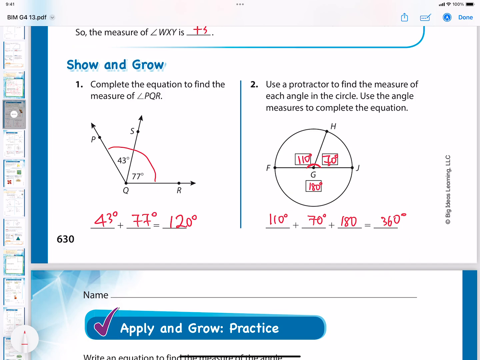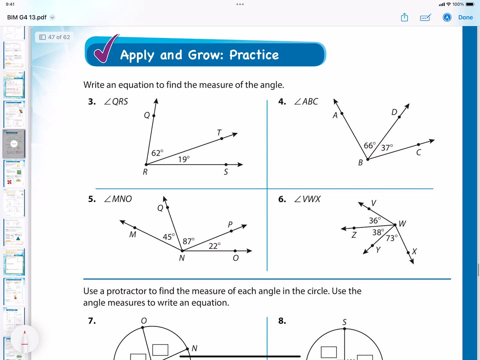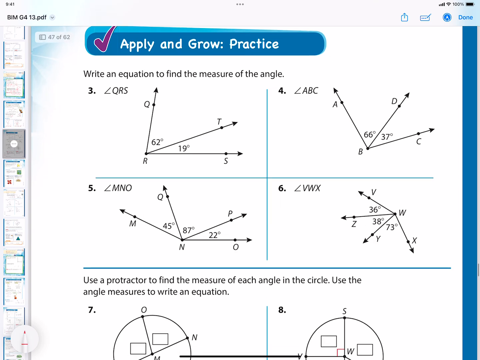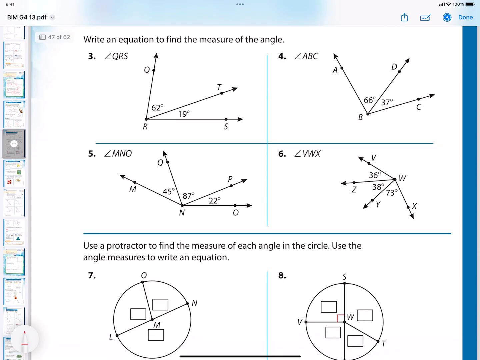All right, so remember, all you need to do is what? Add. Okay, find out the unknown angle. That's it, and add. Okay, so pause the video and do the addition. Okay, and come back and check your answers with mine. All right, good luck.